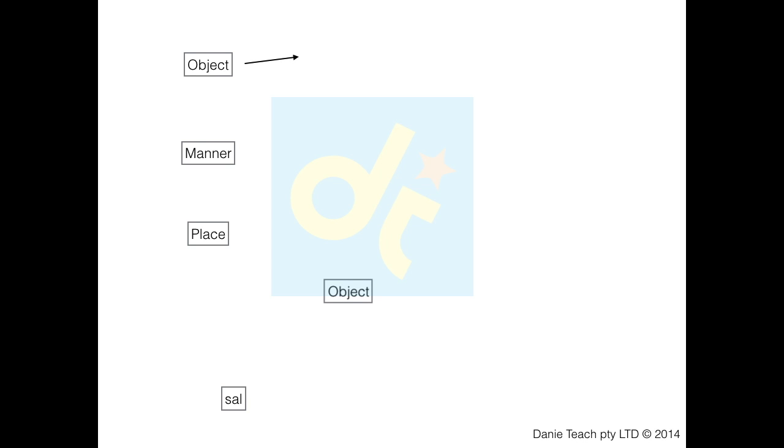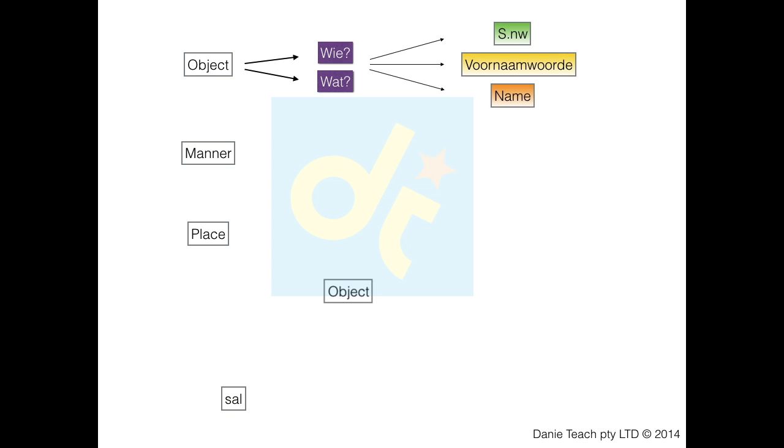We have two options there, wie or wat. Again, the same as the subject. It can be pronouns, nouns, names, etc. The subject and the object is often being confused.